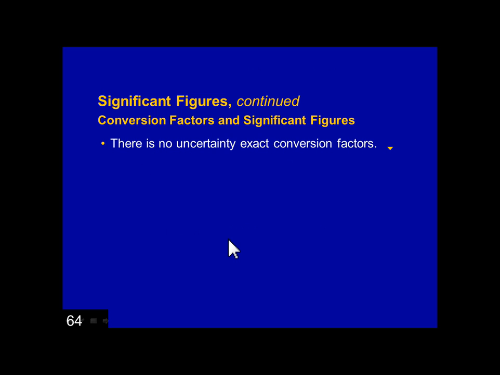Okay, now a word about conversion factors. When we involve conversion factors in our calculations, we're going to say that conversion factors have an infinite number of significant figures. For example, there are 12 inches in a foot. They're exactly 12 inches in a foot, not 12.00. It has an infinite number of significant figures.